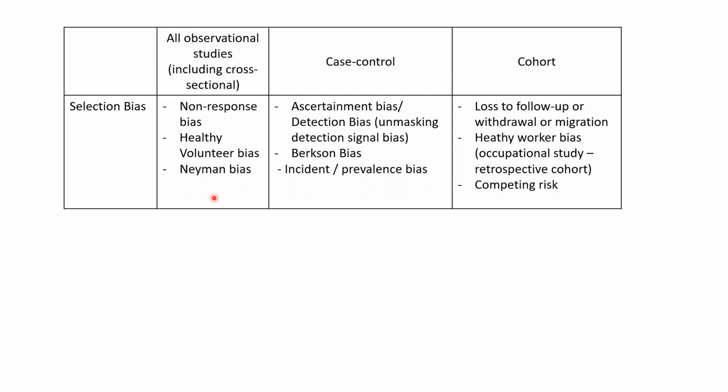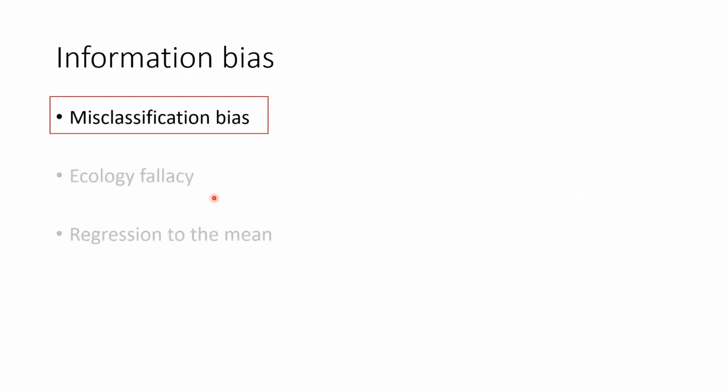Before delving into selection bias and talking about each of them, I'm just going to very quickly talk about the second type, which is the information bias. For you to know that information bias, we have several subtypes. We have misclassification bias. We have something called ecological fallacy and regression to the mean. I'm not going to talk about the other two. We're just going to focus on the misclassification bias, which is the most common one.